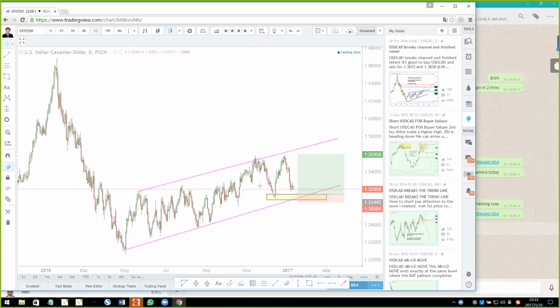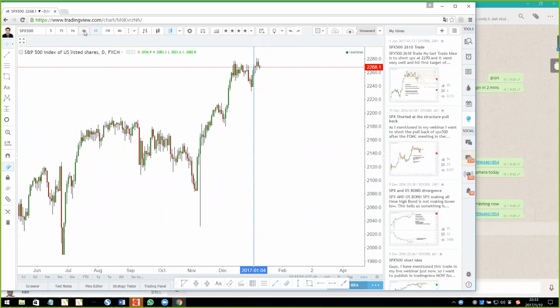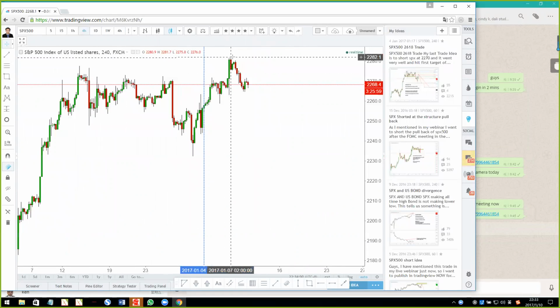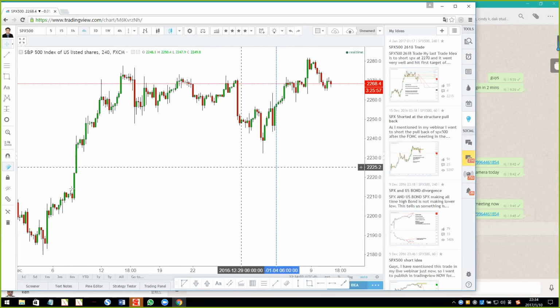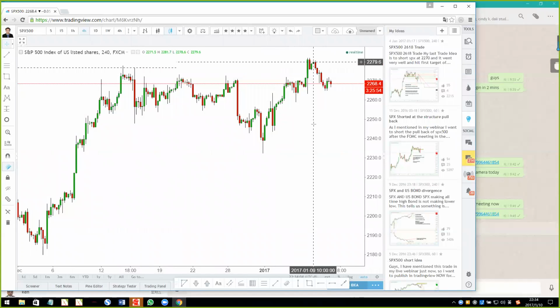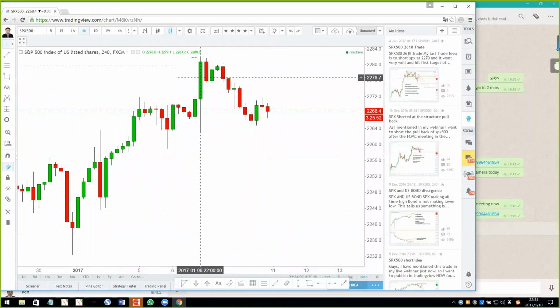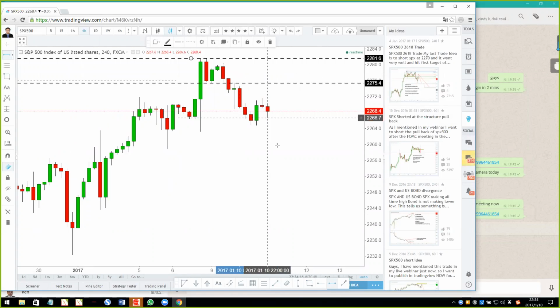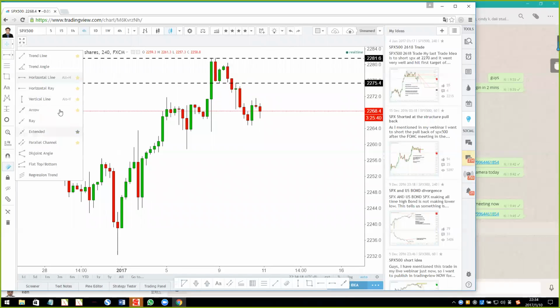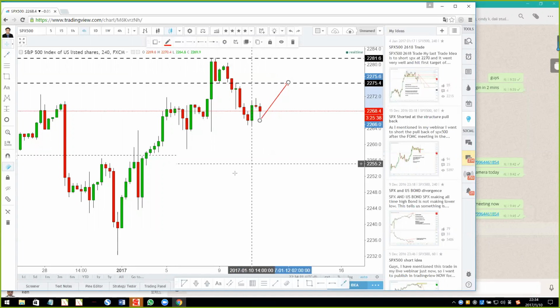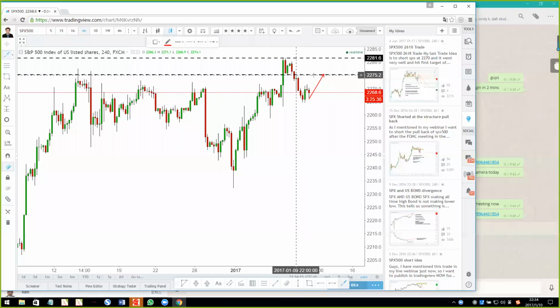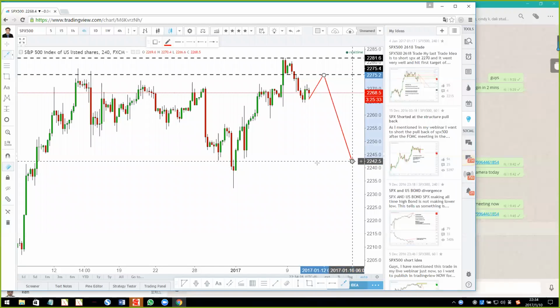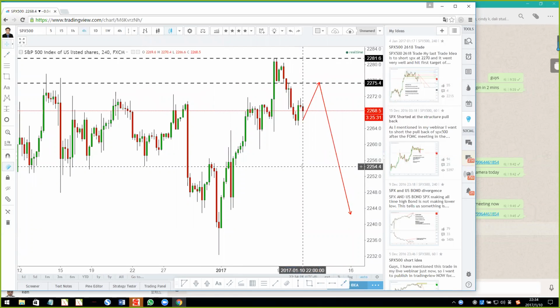All right, lastly, S&P. S&P was trying to make a higher high after the non-farm payroll. However, it failed. And right now the S&P forms a top formation. So the structure is here. If the price ever pulls back to 2275.4, you can short.